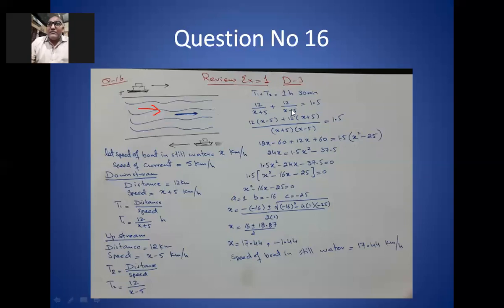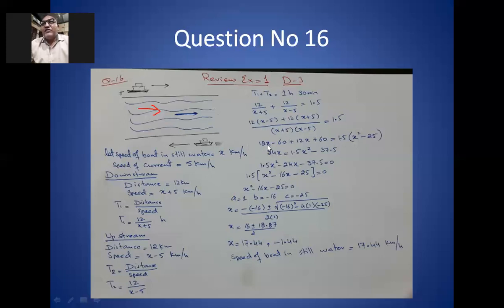You can see the LCM of both of these denominators. When you divide the LCM by the denominator x plus 5, it will be cancelled and x minus 5 will be left. That will multiply with the numerator of the first fraction. When you divide the LCM by the denominator x minus 5, that bracket will be cancelled, x plus 5 will be left, and that will multiply with the numerator of the second fraction. So here we have written that.